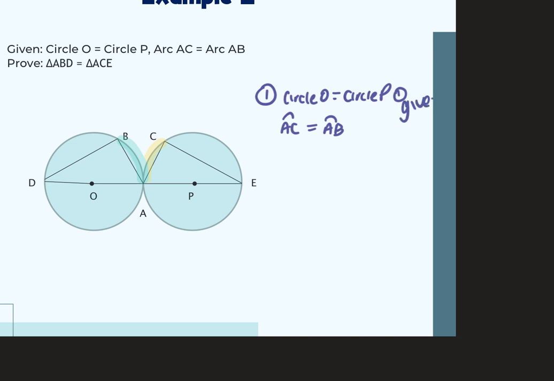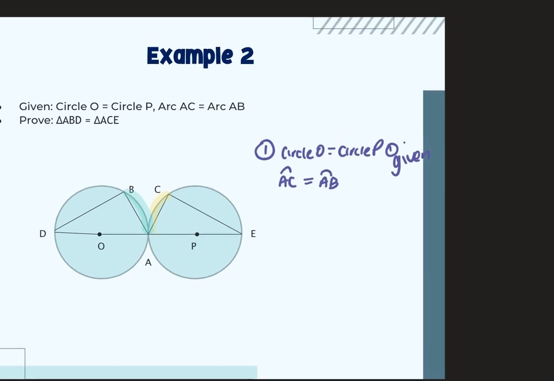Given. Now go back a couple chapters. What are the ways to prove triangles are congruent? Side, side, side. Side, angle, side. Angle, angle, side. Hypotenuse, leg. One more.